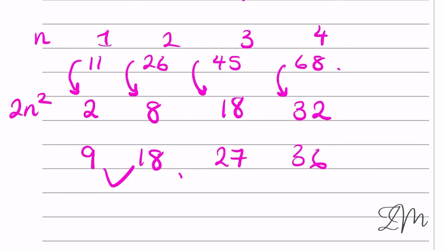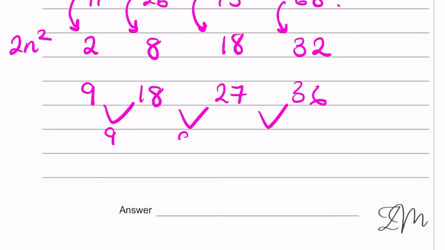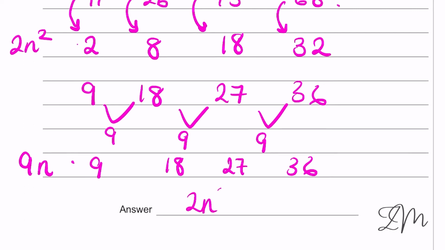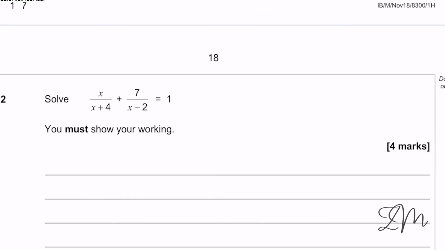And you find the difference again. And this time the difference is 9. So straight away you can write 9n. So 9n in this case would be 9, 18, 27, 36. And if you notice, this plus this gives you that. So you've got 2n squared plus 9n. So you find the first sequence and you follow it with the second sequence.